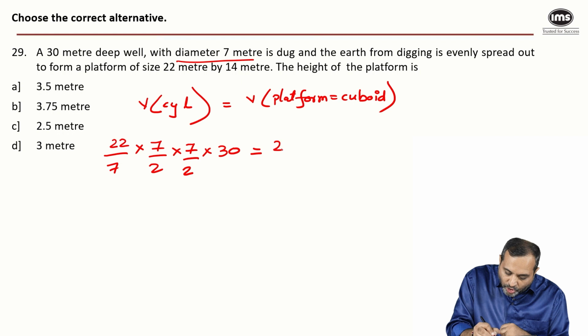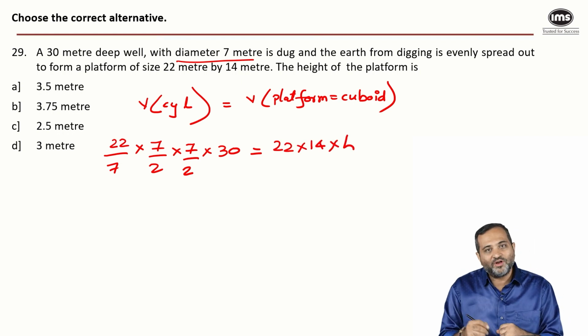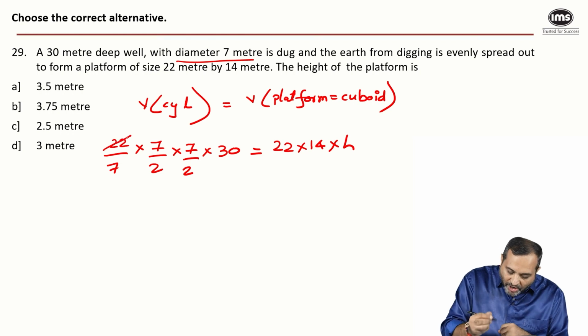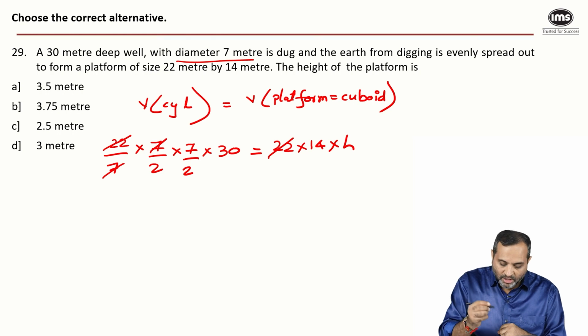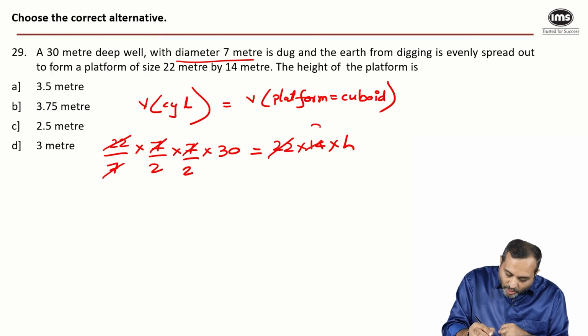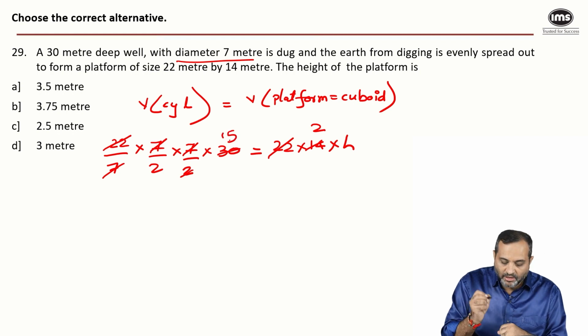What is volume of cuboid? 22 into 14 into the height. So h is what we have to calculate. So now do you see 22 gets cancelled out? 7 gets cancelled out with this 2. This 2 gets cancelled out with this 30.